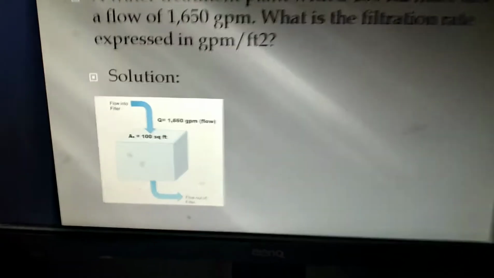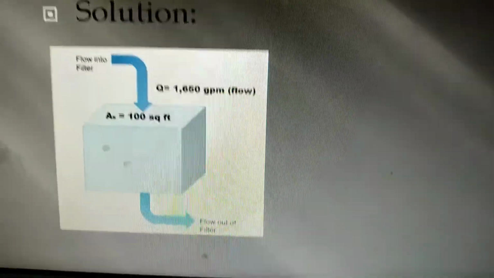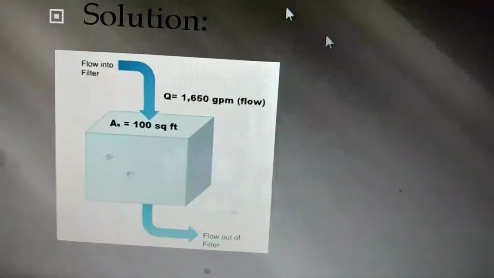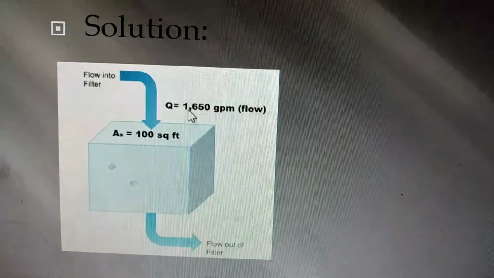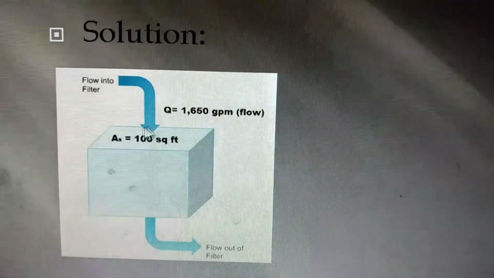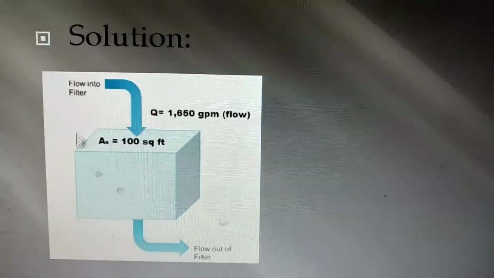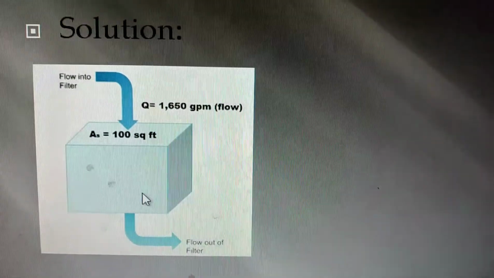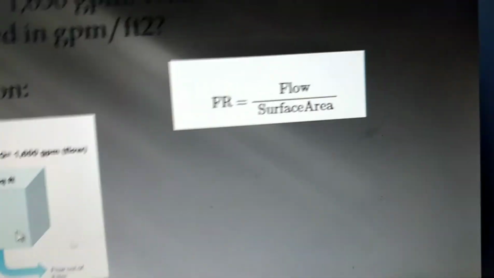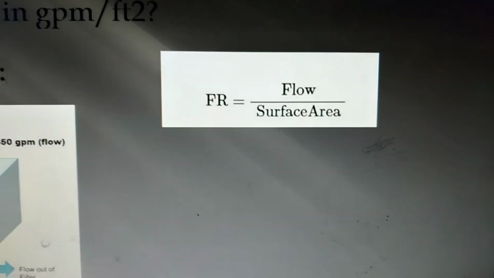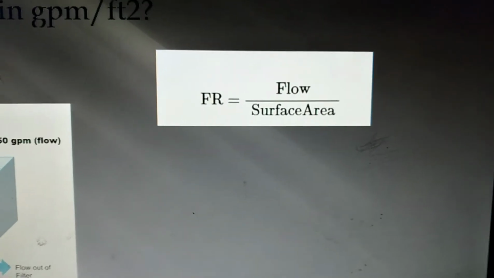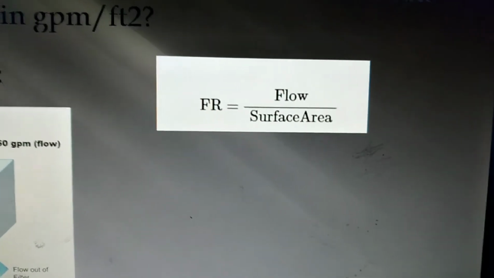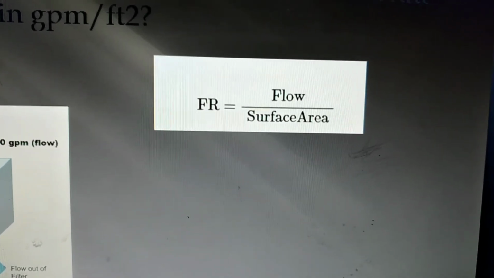Solution. So this is an illustration for problem number 1. So given our flow of 1,650 and then we have a surface area of 100 square foot. So the filtration rate, that's the unknown. Applying the formula, FR is equal to flow divided by the surface area. Since the flow is given and the surface area is given, we can now compute the filtration rate, FR.